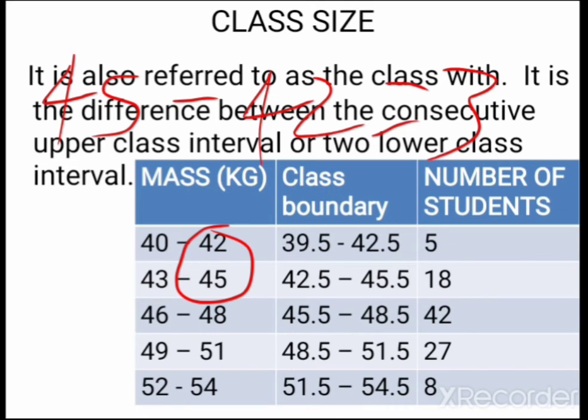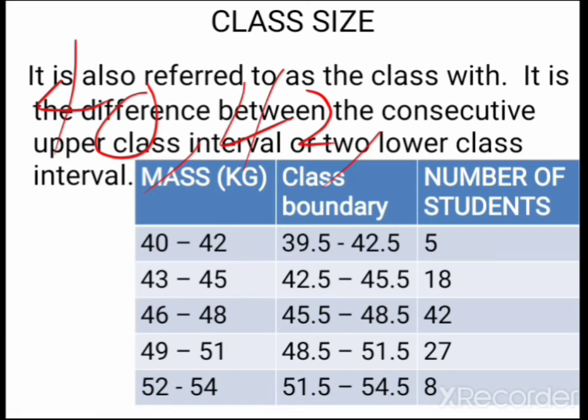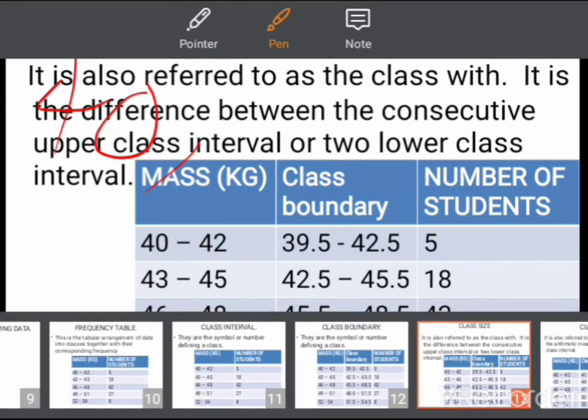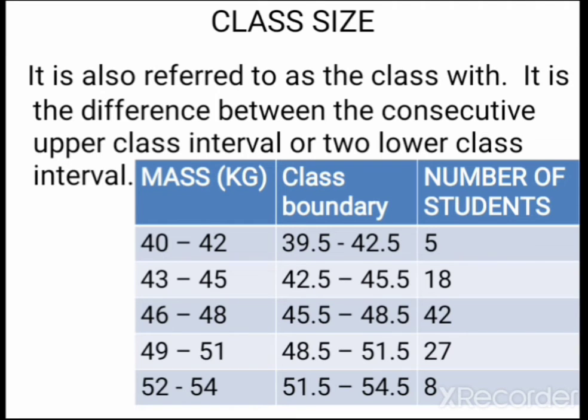So you can simply find the class size by counting between the lower class interval and the upper class interval, like 40, 41, and 42. So we have 3 categories of numbers that can fall into that class. So the class size is 3. Or you can simply subtract 2 consecutive lower class intervals or 2 consecutive upper class intervals. So what we simply do is 43 minus 40 is equal to 3. Or let's use the last two classes.